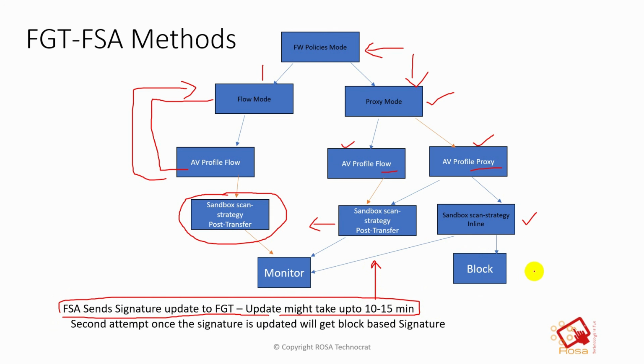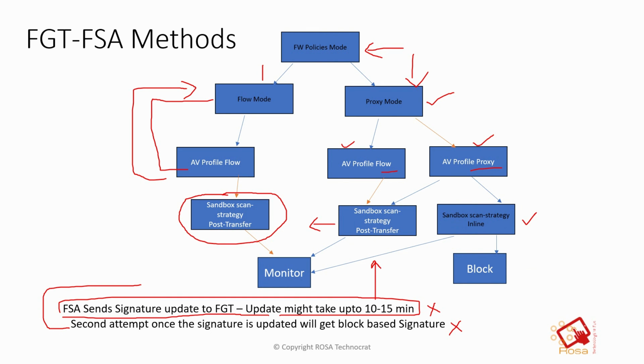But in inline strategy, the file is blocked immediately because it will hold the file till a verdict from FortiSandbox is received. Okay, and in post transfer, when the file is coming a second time then it will be blocked. So basically in post transfer mode the first time the file will not be blocked, while in inline mode even the first time the file will be blocked. So that's the difference between the post transfer and inline mode. Okay.